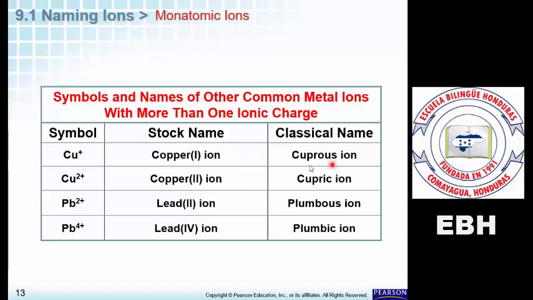And for the classic name, you have to compare the first two. This is the lower charge, in this case 1. We're going to use the suffix OUS and the last part, ion. In this case, in the classical name, we have the upper charge of copper. We're going to use the suffix IC and the last part, ion. And you have another example about lead. It's the same way as copper.